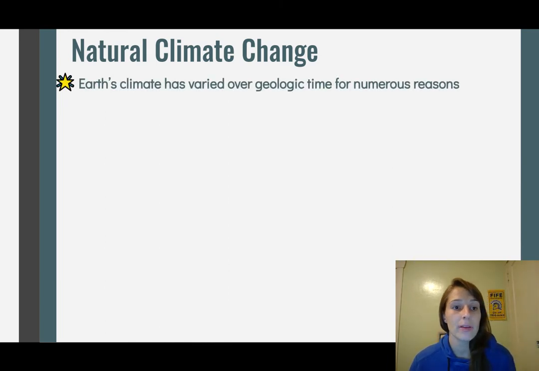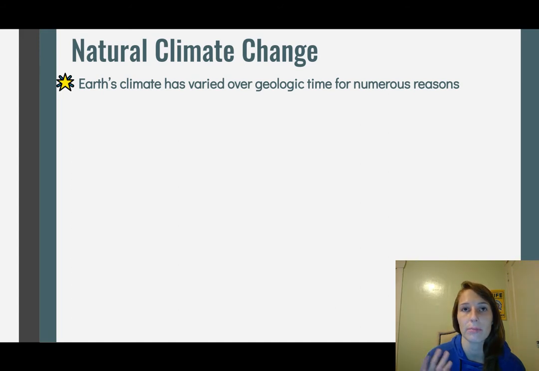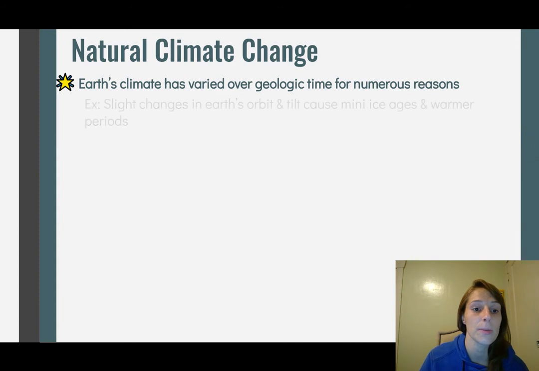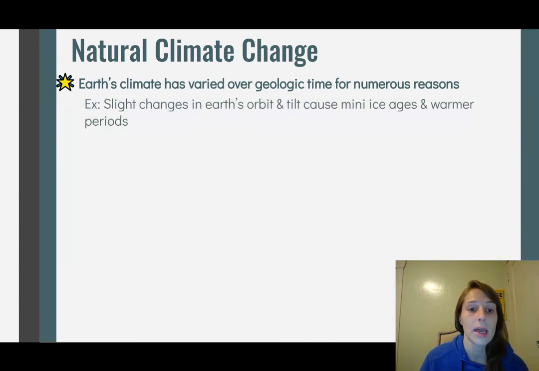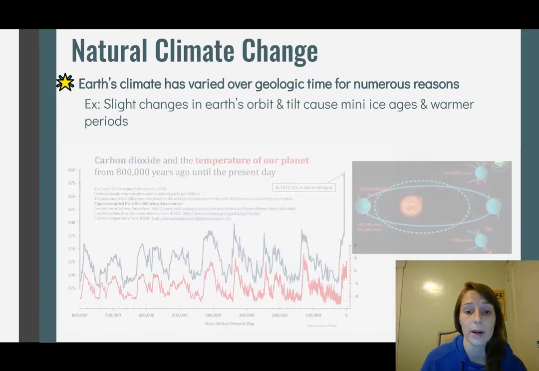Now, we do have this idea of natural climate change, and Earth's climate has varied over geologic time for numerous reasons. And this is a natural change that just happens over time. Like if you've heard about the ice ages, those were just natural climate changes. And this can happen, for example, from slight changes in Earth's orbit around the sun, and then also tilts. This can cause many ice ages and warmer periods.